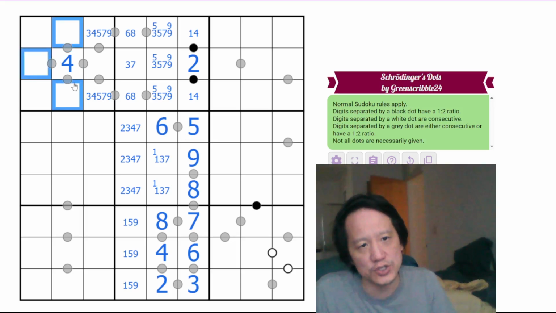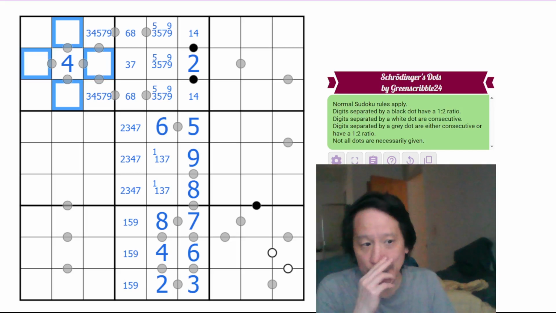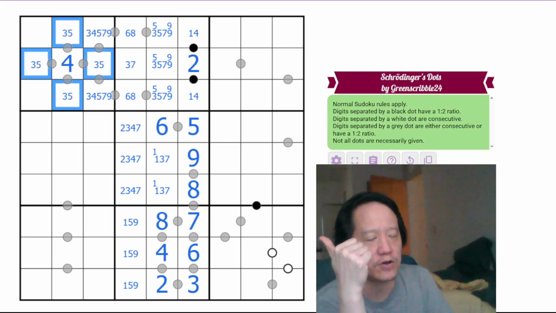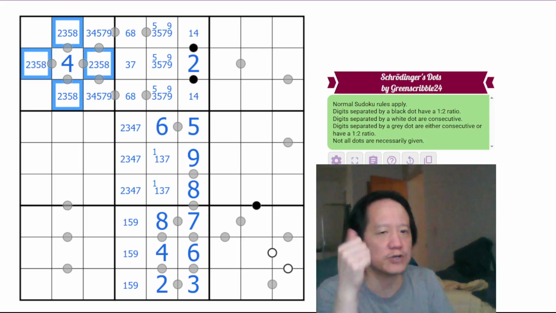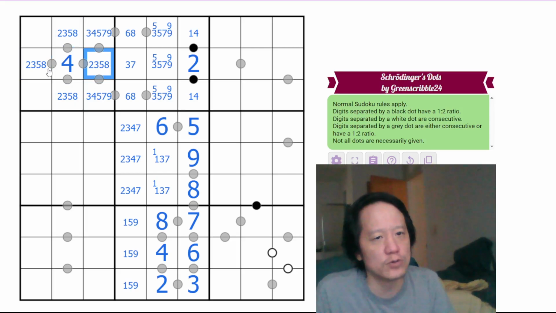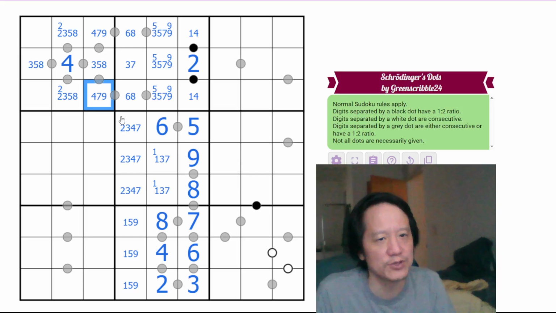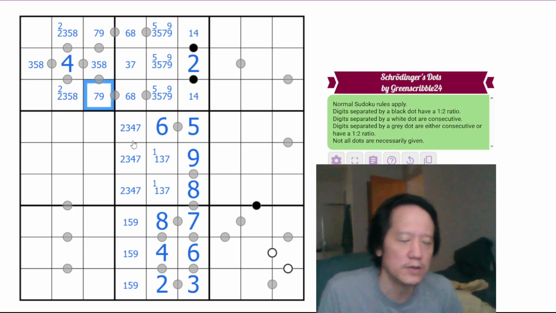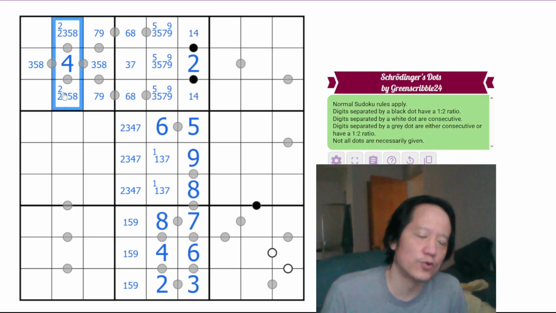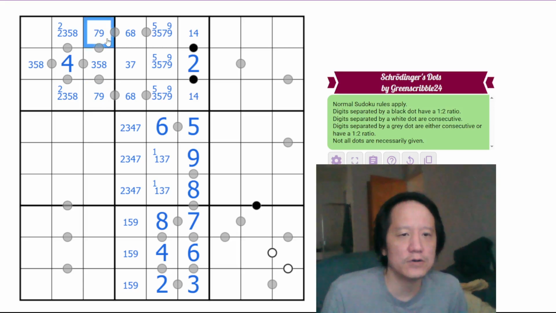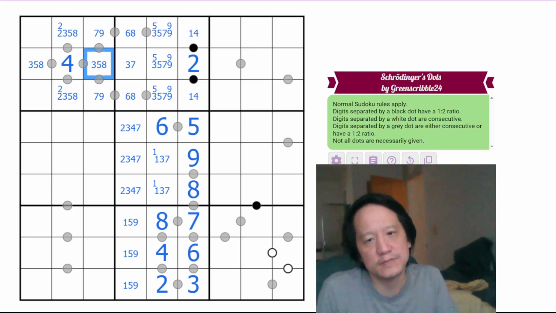That means the digits around it have to be 3 and 5 to be consecutive, or 2 and 8 to be in a 1 to 2 ratio. That forms a 2, 3, 5, 8 quadruplet in that box, which eliminates 2, 3, 5, 8 in the rest of the box. So this can't be 3 or 5, this can't be 3 or 5, and these can't be 4 because of the 4 in the box. So this is a 7-9 pair. The only digit that has a relationship with both 7 and 9 is 8. So this is 8.